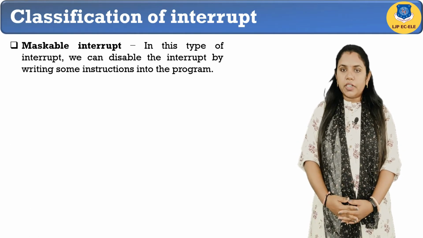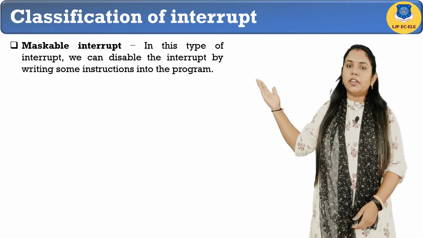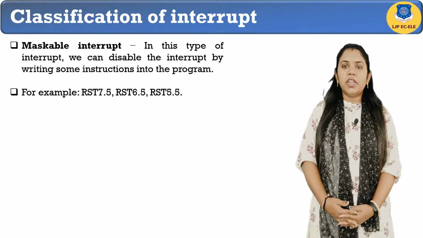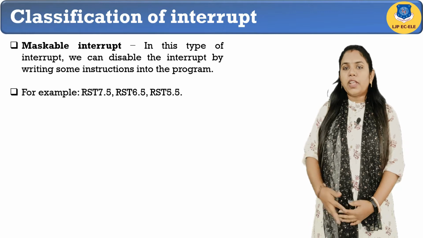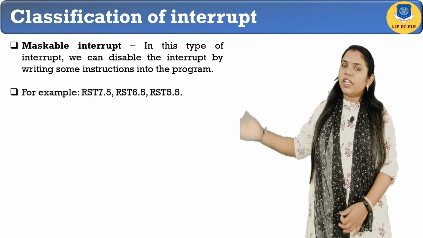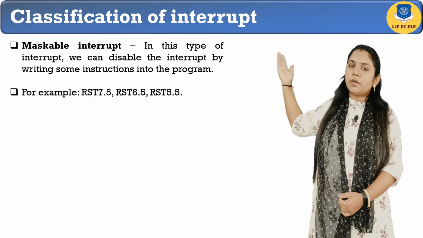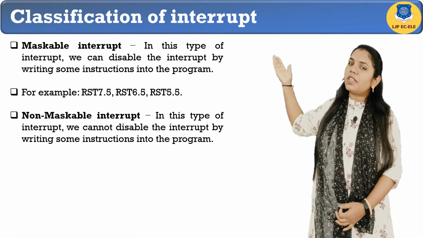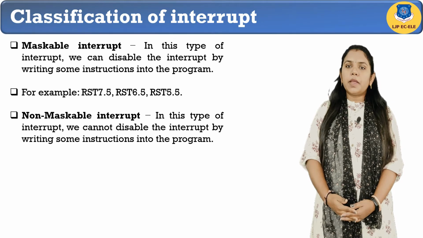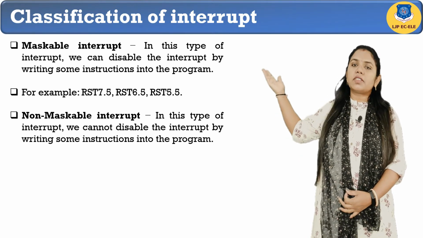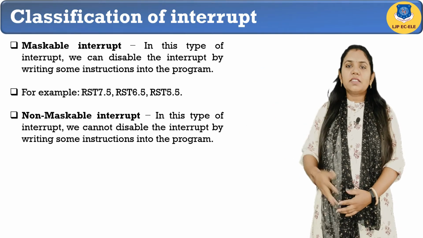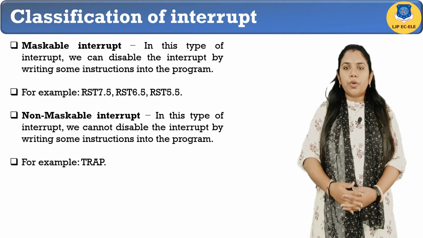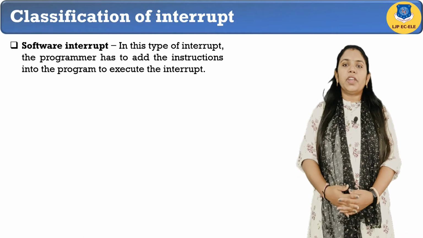Next, maskable interrupt. In this type of interrupt, we can disable the interrupt by writing some instruction into the program. For example, RST 7.5, RST 6.5 and RST 5.5 are the maskable interrupts. Next is non-maskable interrupt. In this type of interrupt, we cannot disable the interrupt by writing some instruction into the program. For example, TRAP.